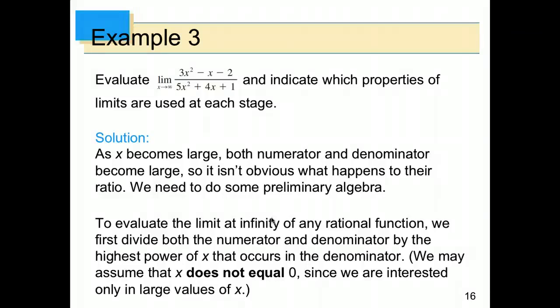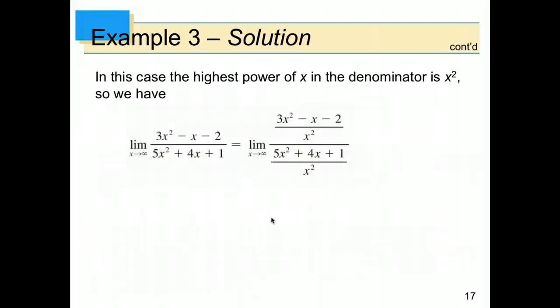Now, we're assuming that x does not equal 0 since we're interested in only very large values of x. In other words, we're looking as x goes to infinity, so we don't have to worry about x being 0 here. So in this case, in the denominator, the highest power of x is an x squared. So we're going to divide everything in the numerator and denominator by x squared. And we're allowed to do that because dividing by x squared over x squared is just like dividing by 1. So we get this limit that results when we divide by x squared.